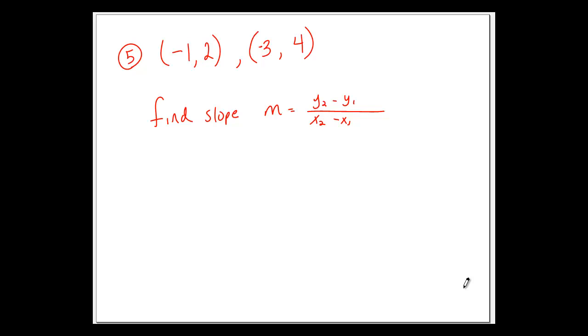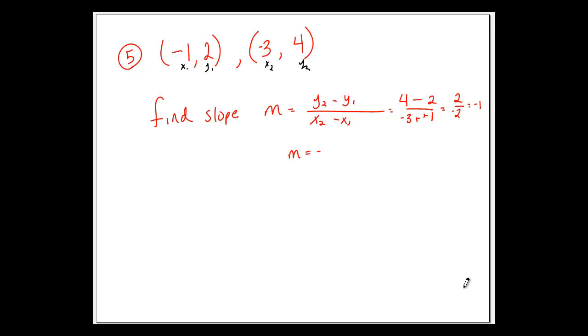I'm going to label my points. This is x1 and y1, and this is x2 and y2. Plugging that into my formula, I will have y2 is 4 minus y1 is 2, over x2 is negative 3 minus x1 is negative 1. Minus a negative, we can make that plus. 4 minus 2 is 2, over negative 3 plus 1 is negative 2, which reduces to negative 1.